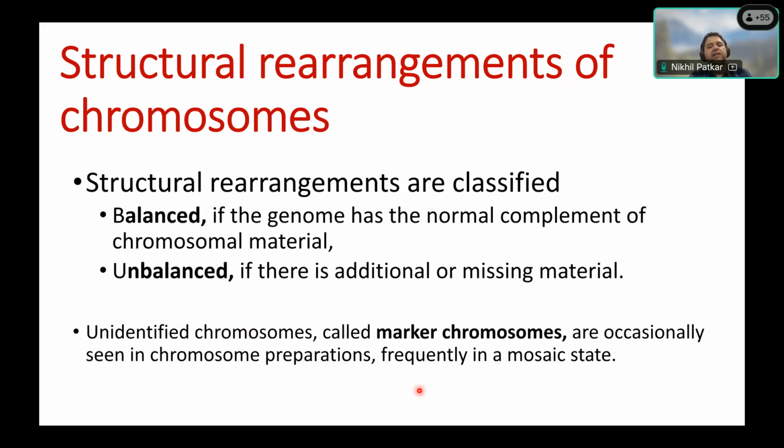Structural rearrangements are also classified as balanced if there is a transfer of genetic material from one chromosome to another, and unbalanced if there is additional or missing material. Unidentified chromosomes can also be seen, and these are known as marker chromosomes, and typically are a hallmark of complex chromosomal rearrangement seen in cancer, especially highly or rapidly growing cancer.